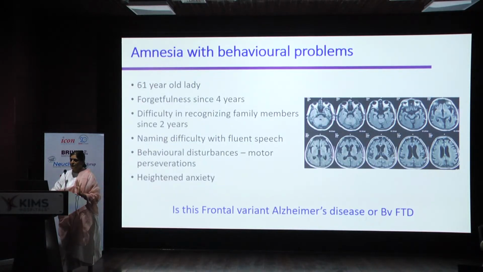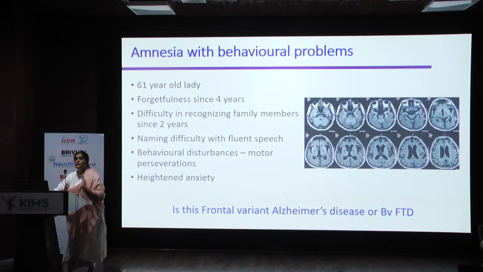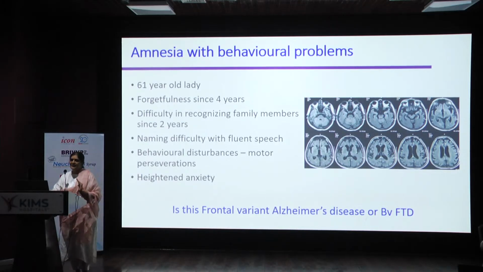This is the history. 61-year-old lady, some forgetfulness, difficulty in recognizing family members, naming difficulty, except for some motor perseverations. And her scan showed some frontotemporal atrophy. But she was so confident. She said Alzheimer's disease is the first diagnosis, but second possibility, I think this is a behavioral variant FTD.